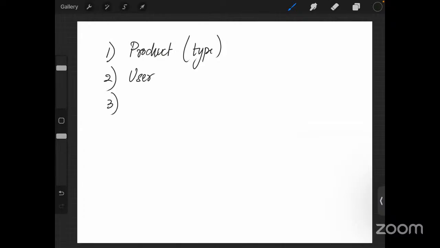So as a whole, when you get a question for product design like this, the first and foremost thing you need to understand is obviously the product, the type of product. The second is the user. You need to understand the user, right? Third one is the scenario.